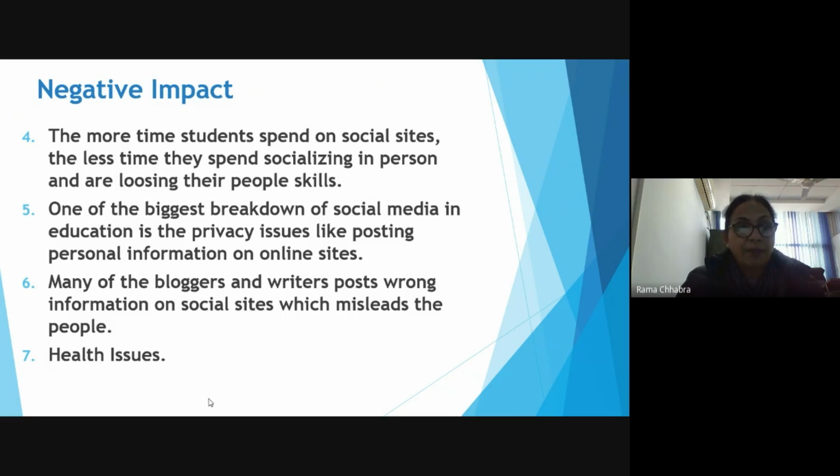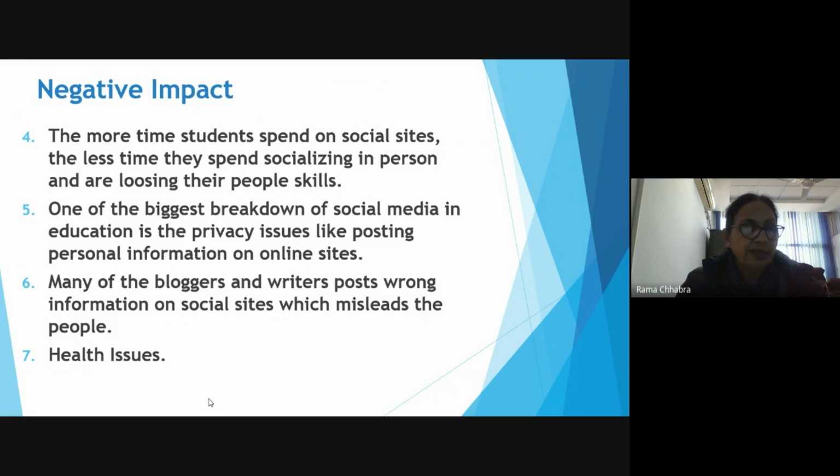And one of the biggest drawbacks of social media in education is the privacy issues, like posting personal information on online sites. Many students use social networking sites like Facebook, Twitter, and many more, with the help of which they come in contact with many other people whom they have never met before, seen before, or even talked to before.